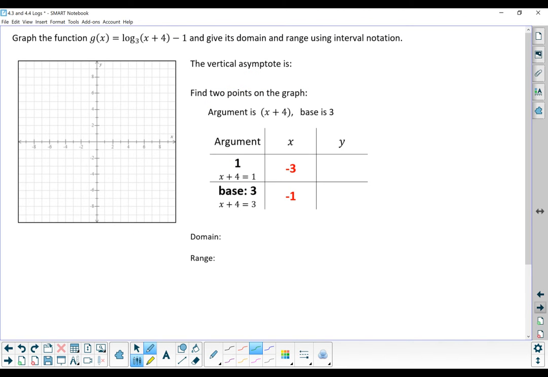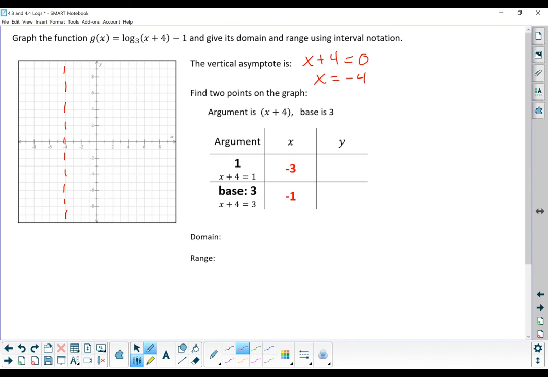Okay, so our first function is g of x equals log base 3 of x plus 4, minus 1. So the vertical asymptote is going to be where the argument is equal to 0. To solve that, I would just subtract 4. So my vertical asymptote is x equals negative 4. So we could plot that over here.